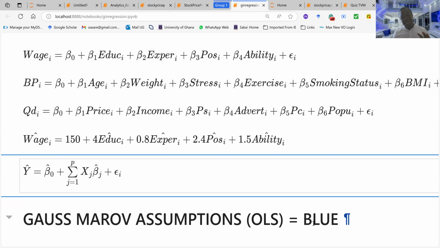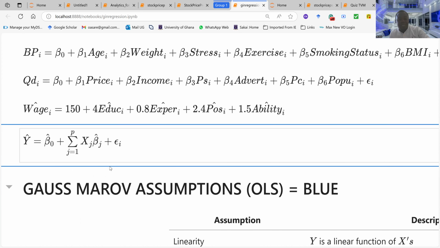Best means it has a minimum variance. Linear means the relationship is linear. Unbiased means that the beta value converges towards the true value of beta. And the estimator itself is the beta value without a cap. But once you estimate with a cap, then you now have an estimate. The difference between an estimator and an estimate is that the estimator is the process of estimating the estimate.